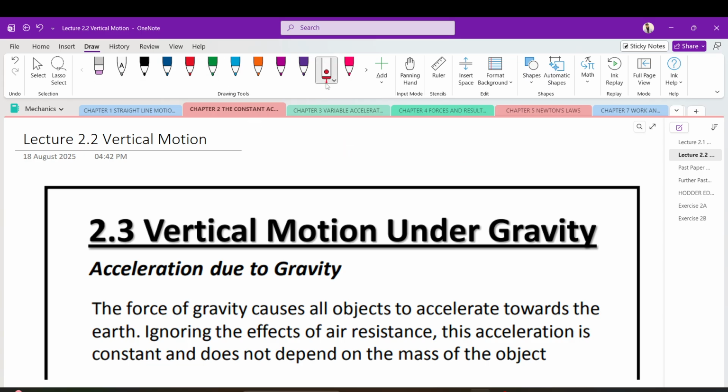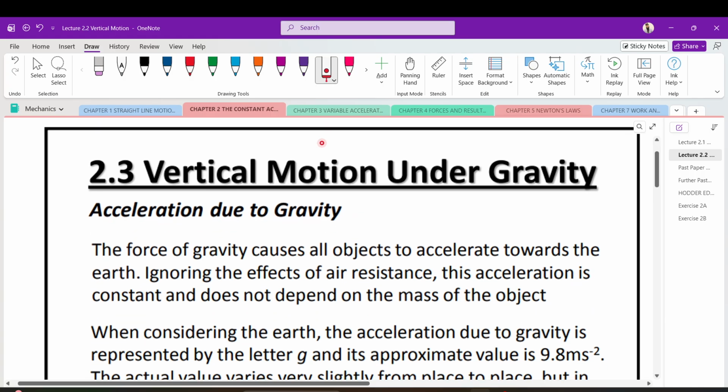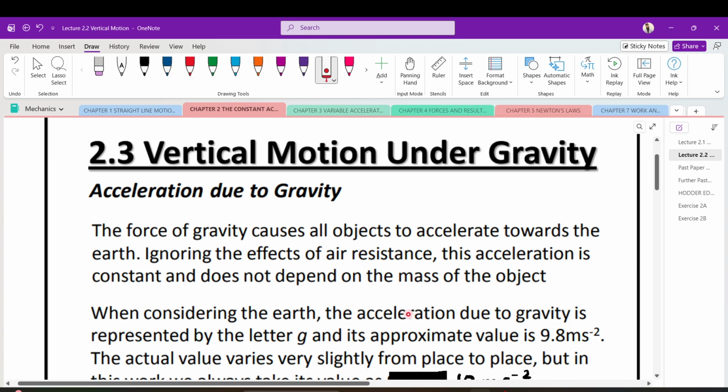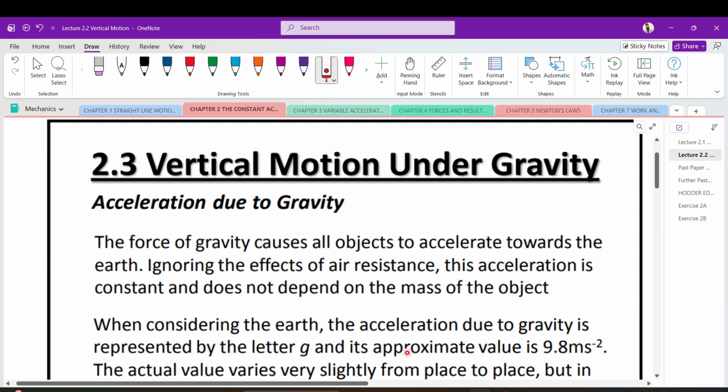Now, when considering the Earth, the acceleration due to gravity is represented by the letter g, and its approximate value is 9.8 meters per second squared. On different planets or different stars, this gravitational field strength varies. For example, on the Moon it is about 1.6 meters per second squared. On Earth it is 9.8 meters per second squared.